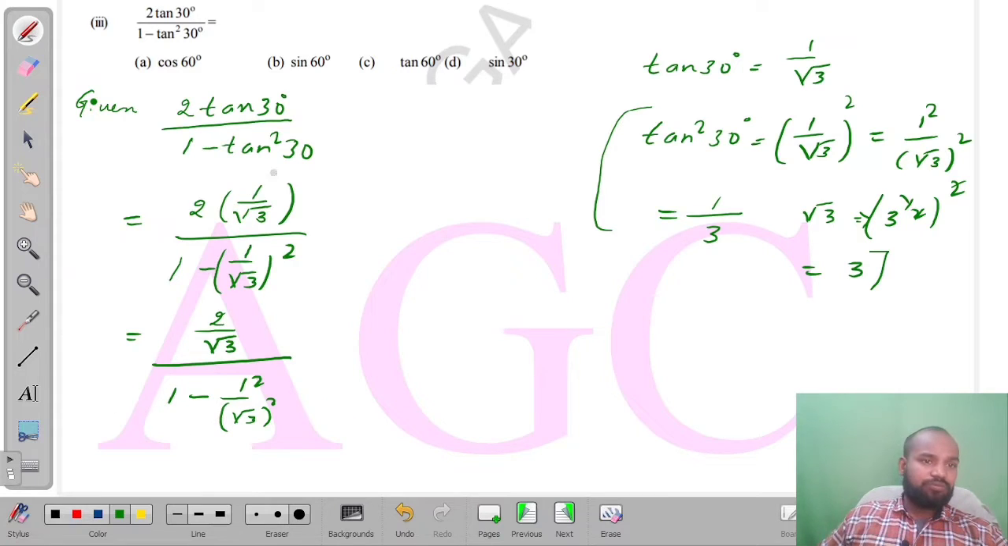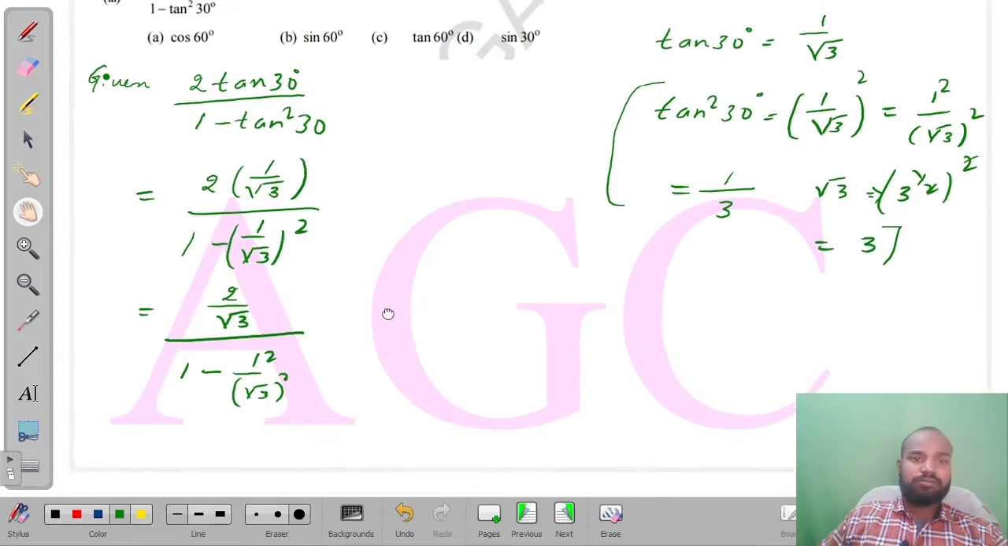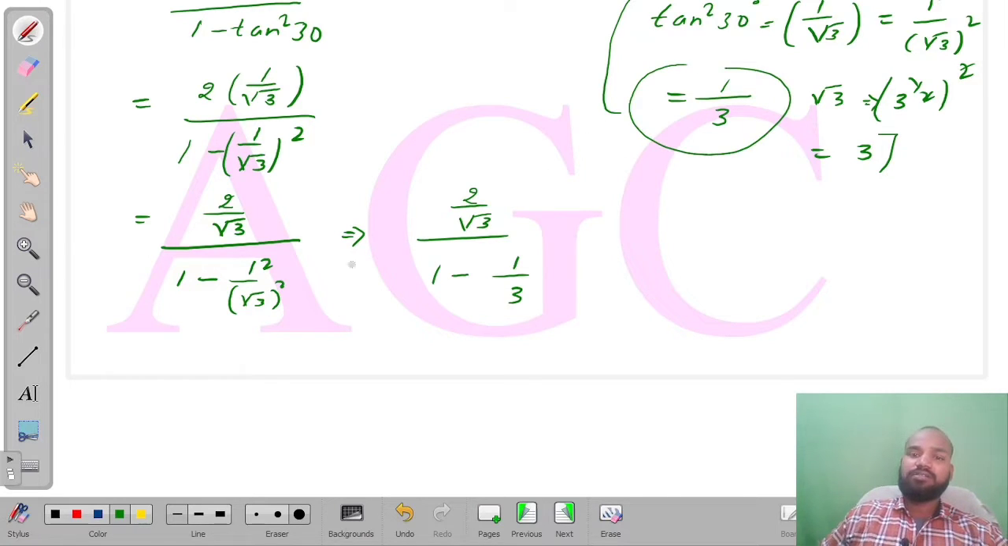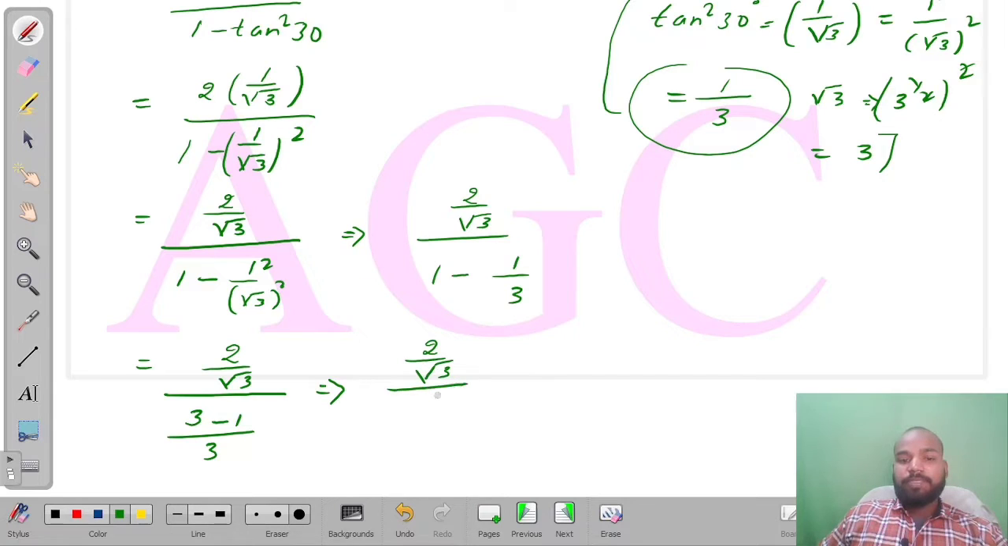So now I am just moving upside. Now we get the answer as 2 by root 3 by 1 minus 1 by 3. Yes or no? Yes. So already we got the same value here. So then 2 by root 3 by 3 minus 1 by 3. So cross multiply. Then 3 minus 1 is 2, right? 2 by 3. Then by solving this, we are just going to directly write here, 3 by 2. I am saying the same thing, just multiplying the fractions.